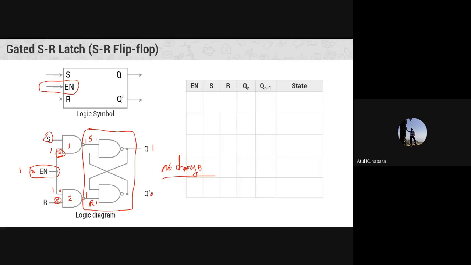Now let's move ahead. So here you look at the truth table. This is the truth table for the enabled SR flip-flop. It is just the thing we have discussed. So let me take it step by step. Before that, remove all this notation.